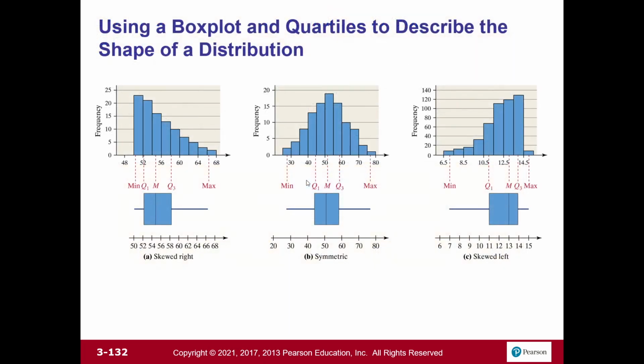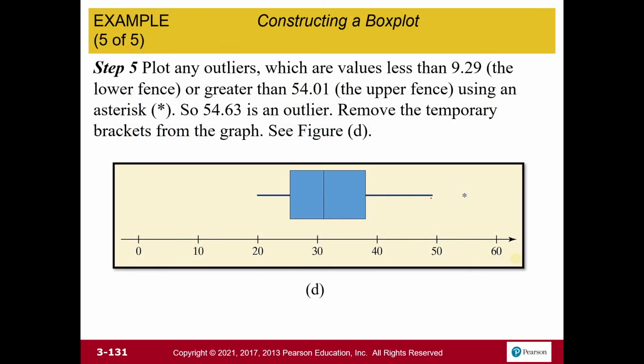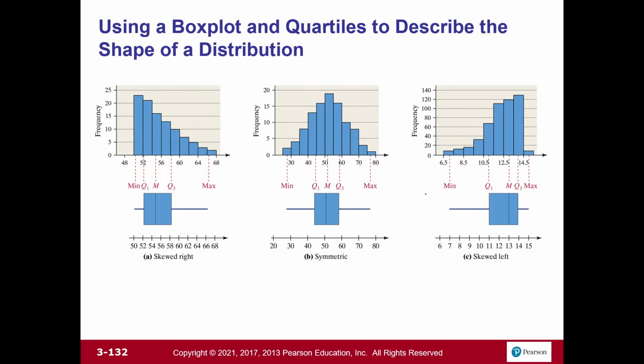This is a different type of box plot. This box plot actually contains outliers. You can see now that the box plot is skewed to the right. Here it's symmetrical. This one's skewed to the left.